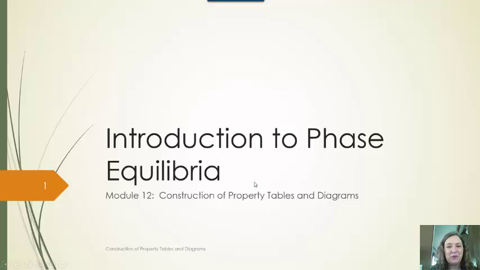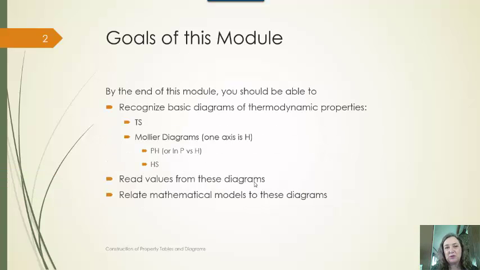Welcome to Module 12. In this lesson we'll be looking at how the property tables were constructed and some of the diagrams that go along with these, which are an alternate way of presenting the data. We will in particular be focusing on looking at the pictures, but then also at the math behind those.